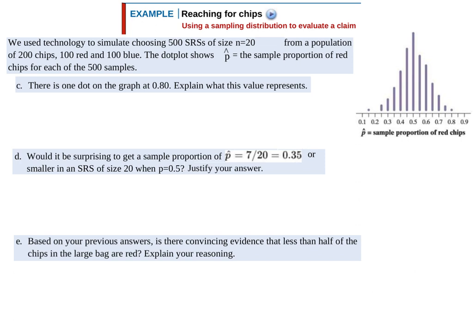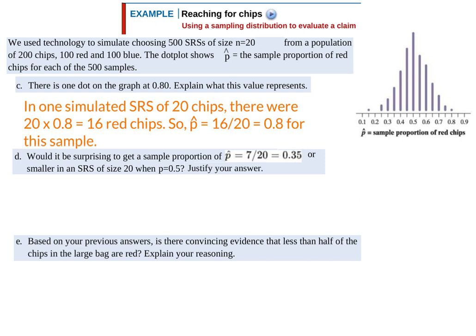So first up, there is one dot on the graph at 0.8. Explain what this value represents. So what that one dot means is that in one simulation of those n equals 20 chips, there were 20 times 0.8, or 16 out of the 20, red chips. So our p hat, or sample proportion value, is 0.8 for that sample.